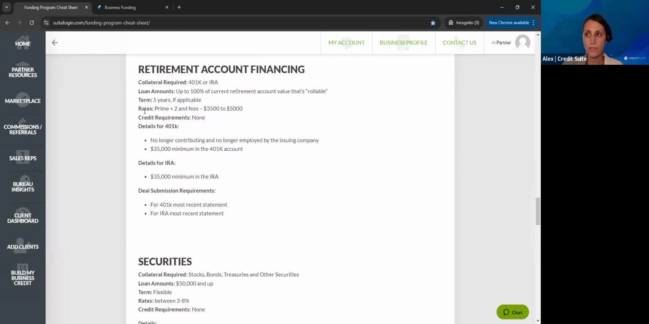Another option for someone who's new in business, doesn't have maybe other types of collateral yet, no existing purchase orders, accounts receivable, aging reports, no cash flow yet, is to look into retirement account financing. So if they have a 401k or an IRA that has at least 35,000 in it, they could look into borrowing against that. So that's definitely another option for a person who's newer in business to be able to look into.